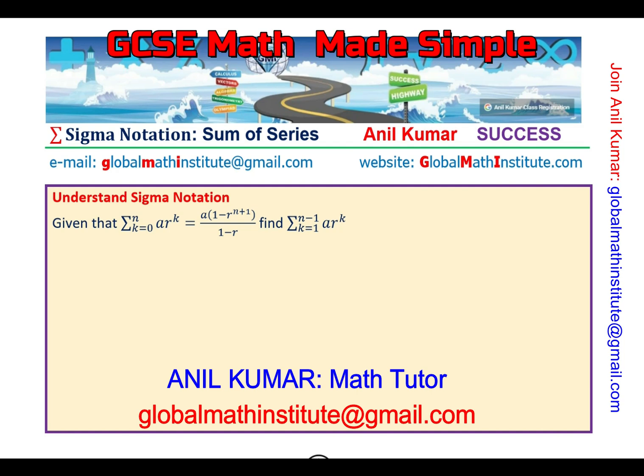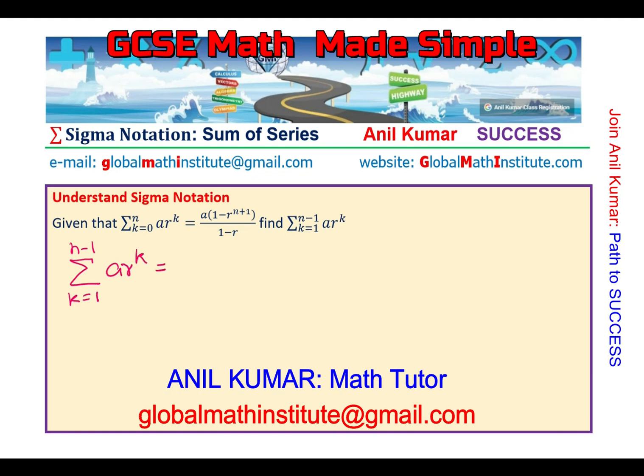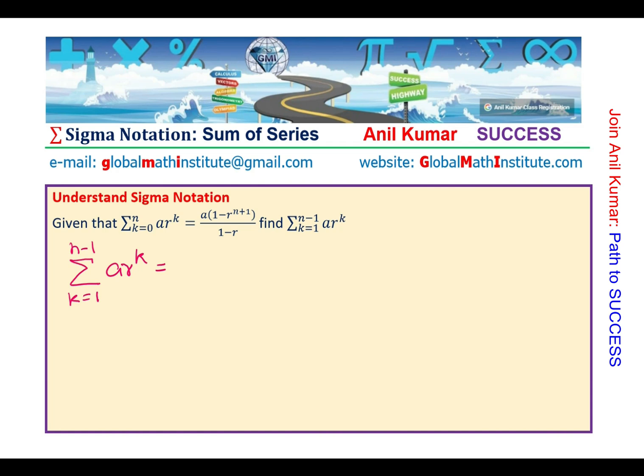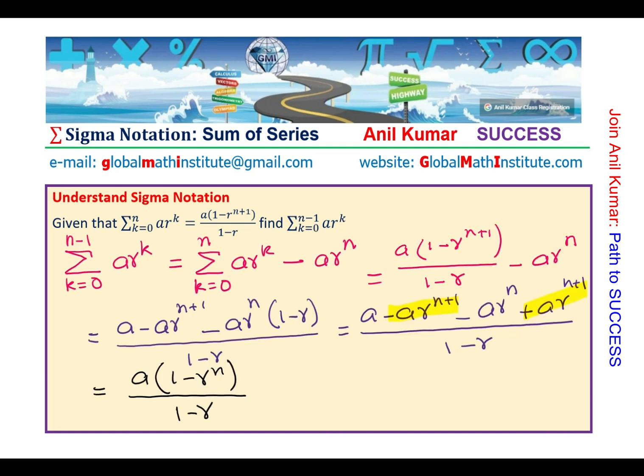With that, let's now get the solution for the last one, where we are looking for the sum which goes from k equals 1 to n - 1 for the series a r^k. Now, last time, what did we do? We can use that result, correct? It was from 0 to n - 1, which is a times this, right?